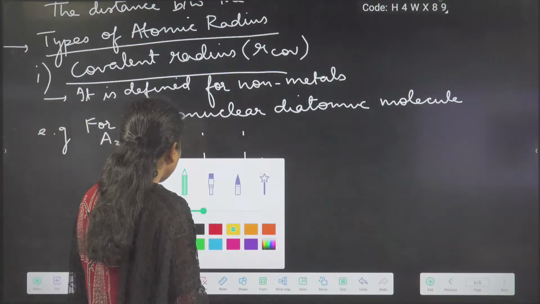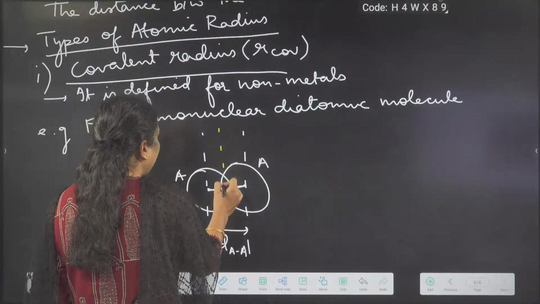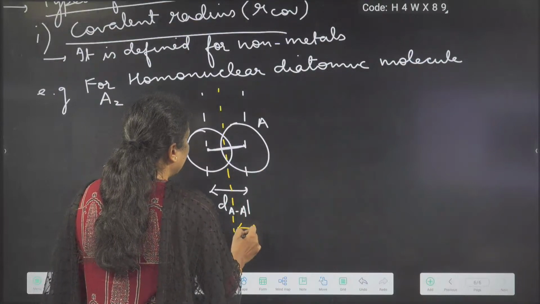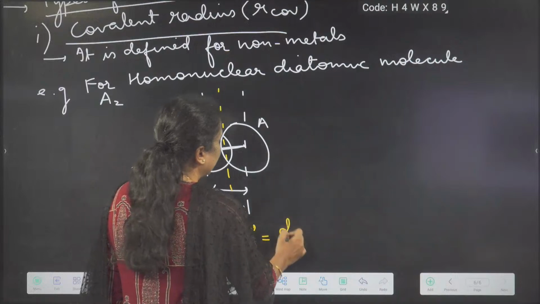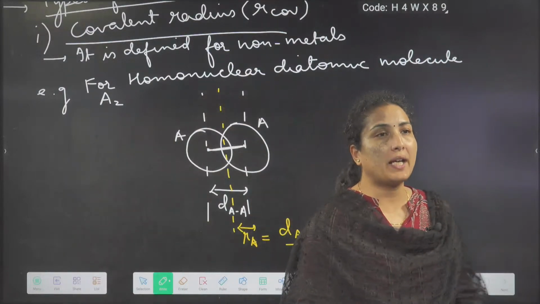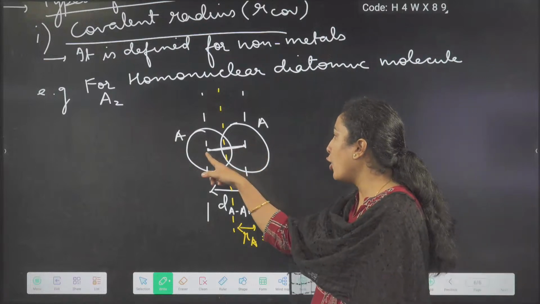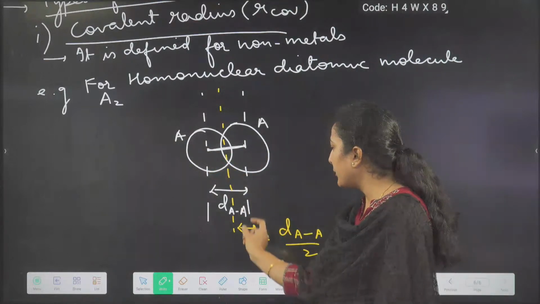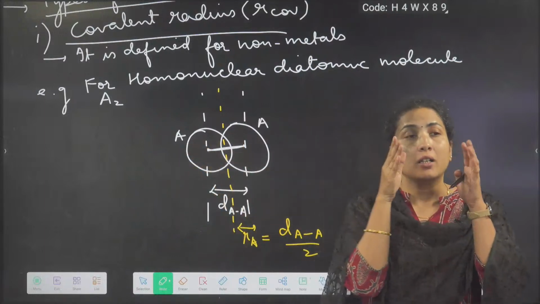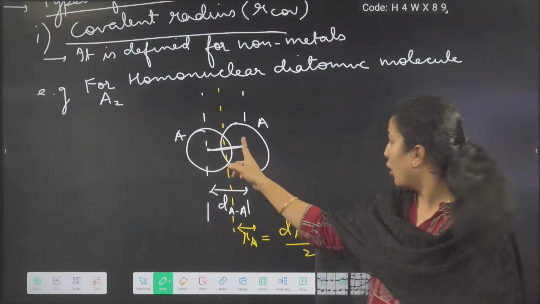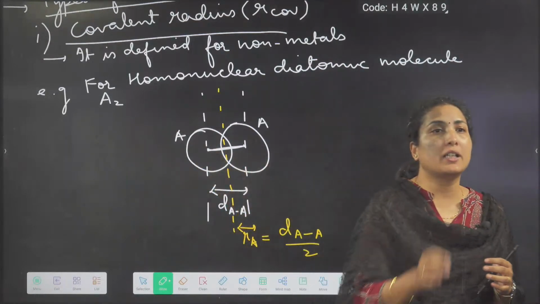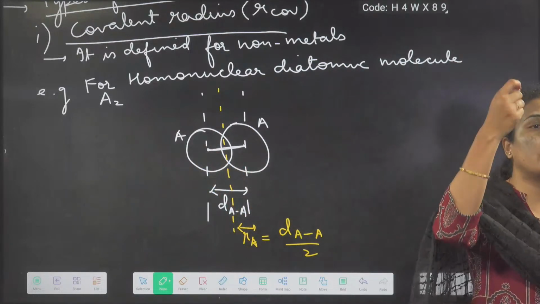So basically, what is your covalent radius? Covalent radius will be half of this distance. So I can say that this is RA and RA is actually DAA by 2. So if at all I have to define, how would I define? I'll define it as half of the internuclear distance, the distance between the two nuclei of the like atoms. And in what condition are they present? They are present in covalently bonded condition.